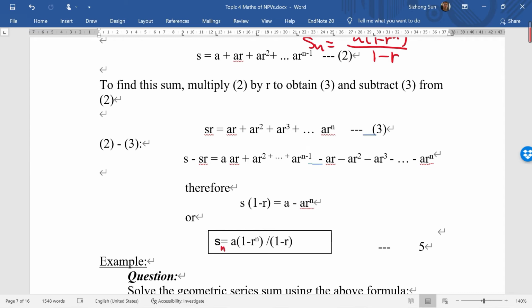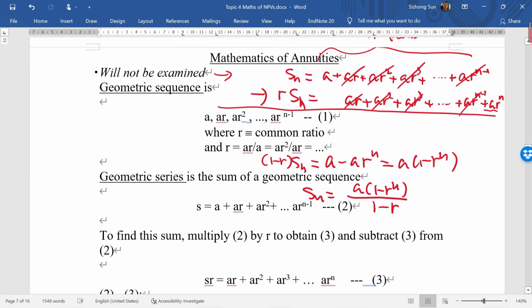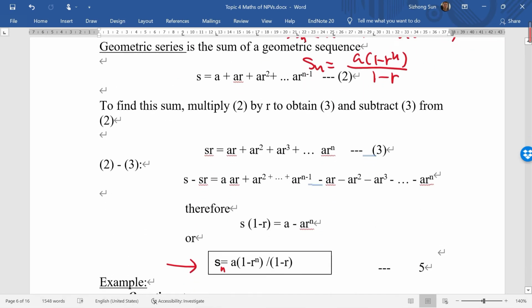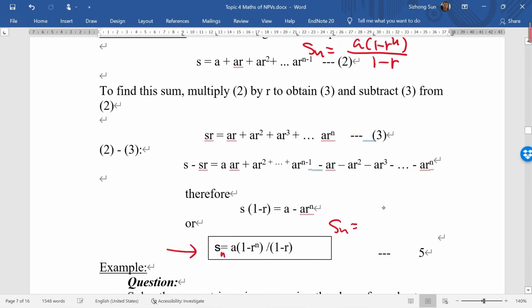This is the formula of the sum of a geometric series. We call a series of this type, this shape, this pattern, a geometric series. So the sum of it is a formula: S_n is A(1 - r^n) over 1 - r. Okay, we'll apply this formula to derive the present value of annuities.